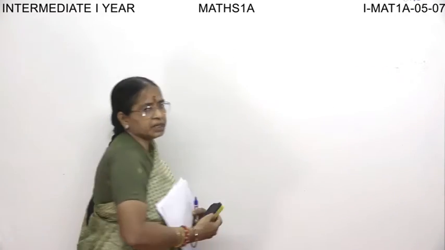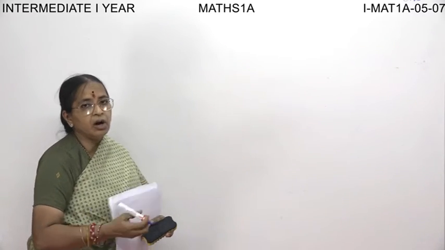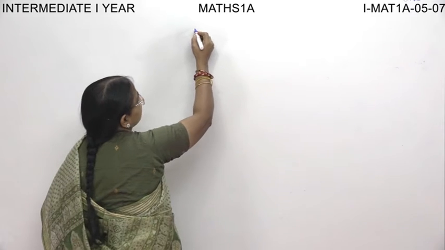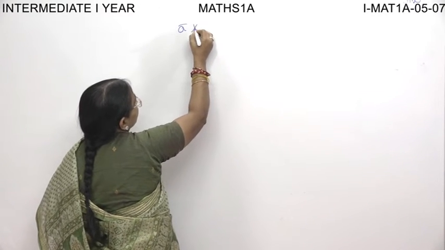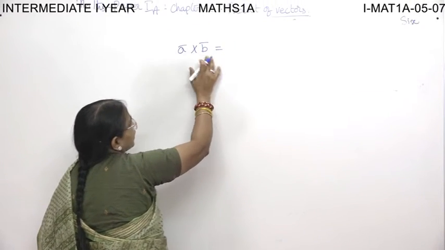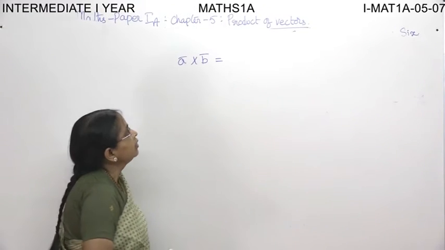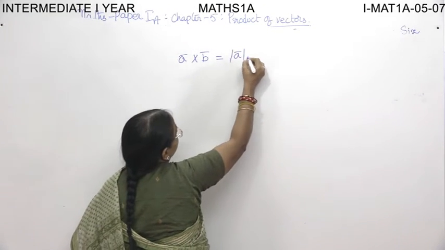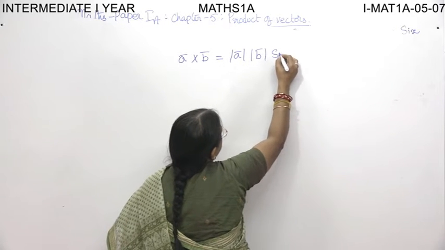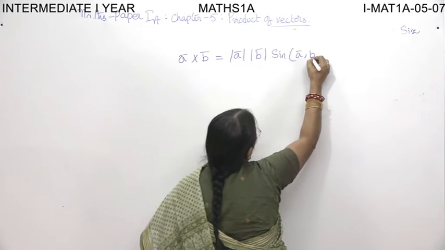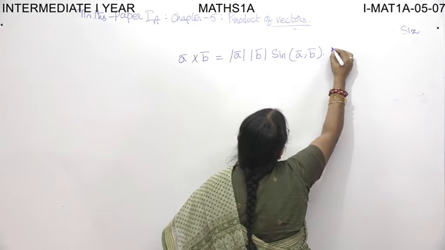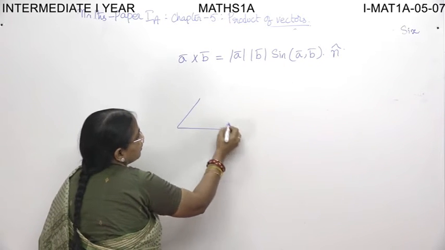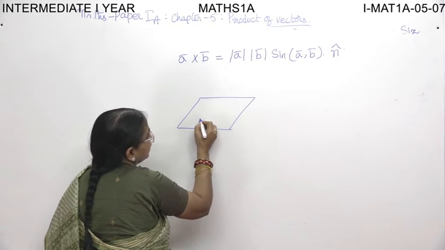Suppose that A and B are non-zero, non-collinear vectors. They should not be collinear. If they are collinear, A cross B will be 0. So we define A cross B, the cross product, another kind of product between 2 vectors, as mod A into mod B into sine of angle between A and B into n cap. What is this n cap? N cap is the unit vector perpendicular to the plane containing A and B.